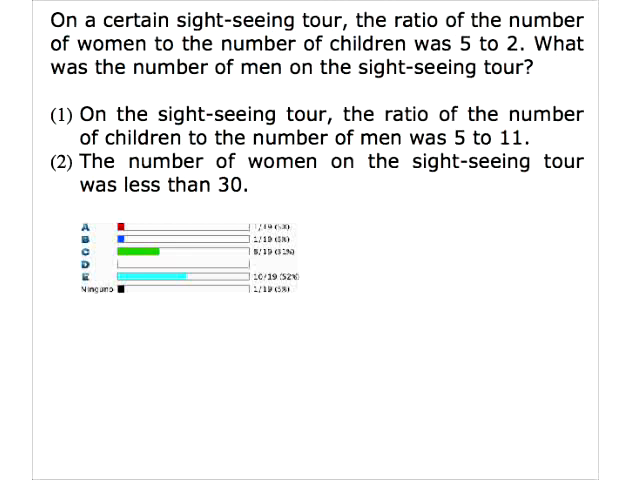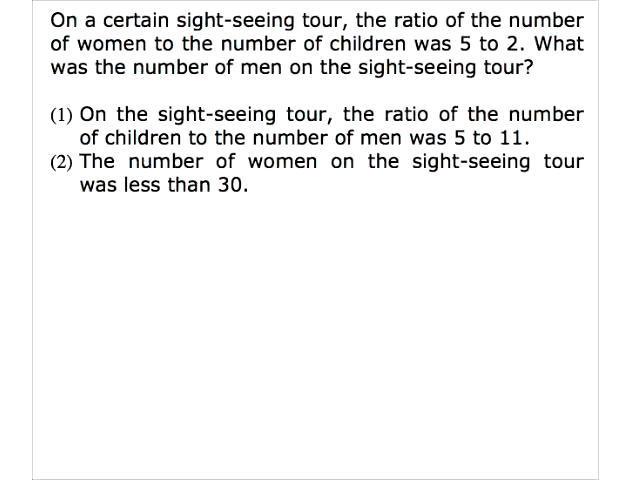The ratio of women to children was 5 to 2. And then the number of children to the number of men was 5 to 11. The first thing we can do here is decide that statement 2 is definitely not sufficient by itself. The question asks about the number of men, and there's no information about men in the prompt or in statement 2. So this means that B and D are gone.